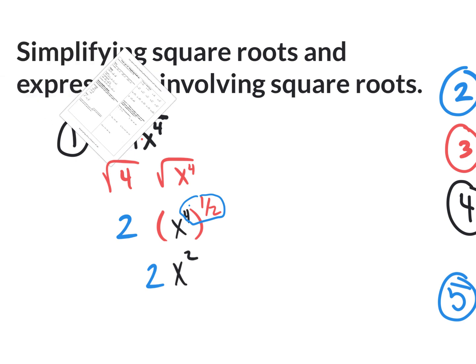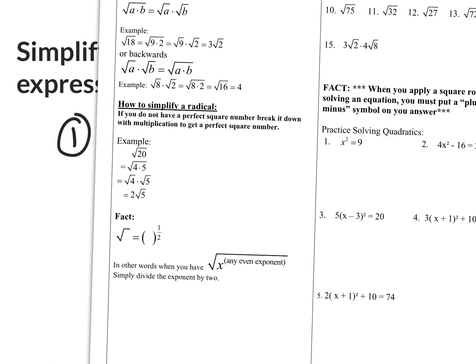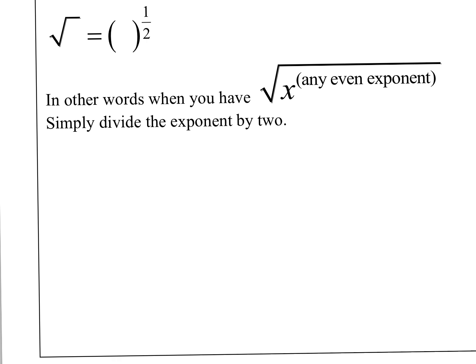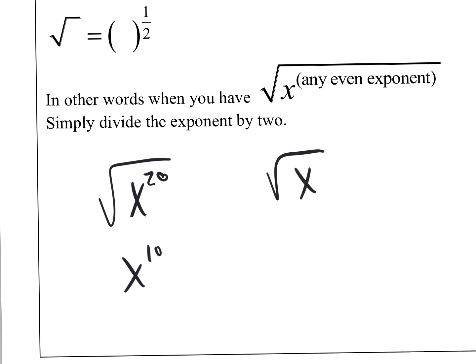So once again, from yesterday, we had this page right here. From yesterday, we remember that x to any even power is easy. You just divide it by 2, right? So from yesterday, the square root of x to the 20th, that's just x to the 10th. The square root of x to the 8th, that's just x to the 4th. You guys remember that from yesterday?